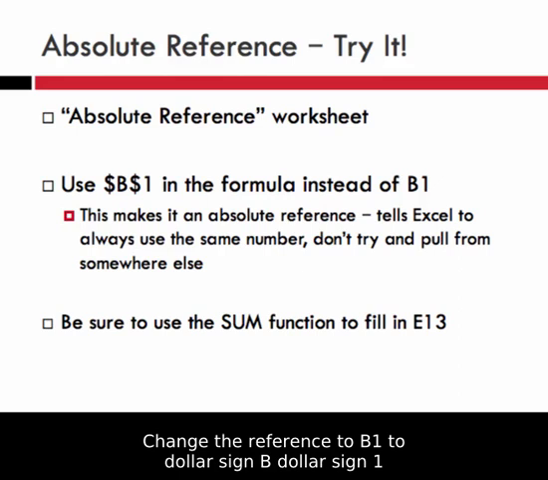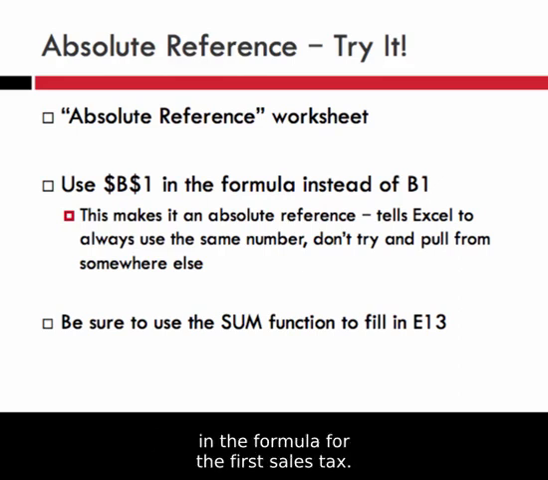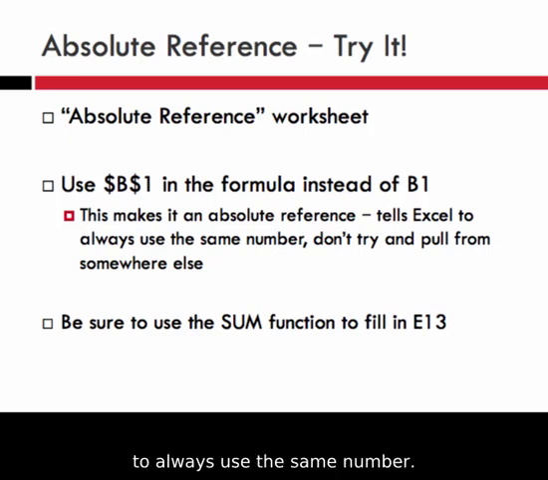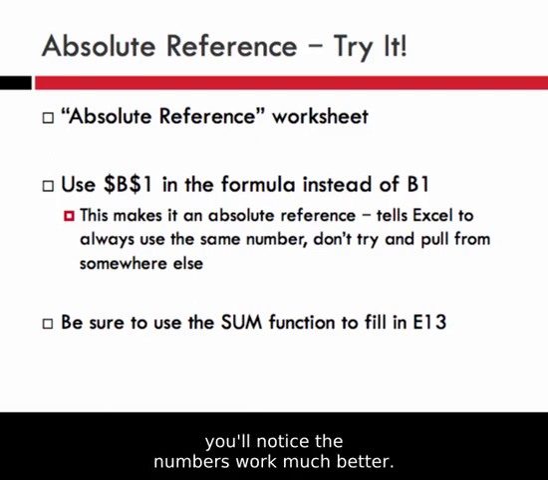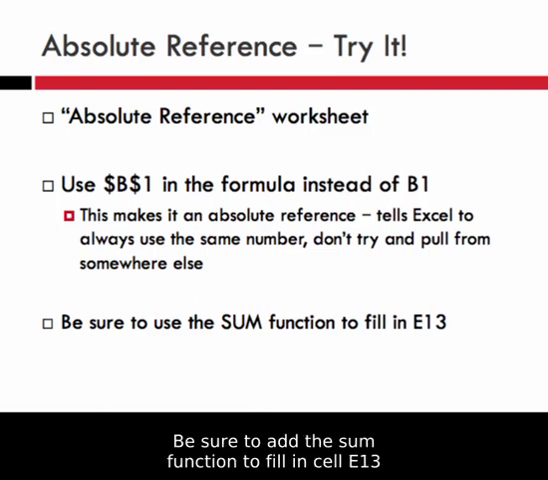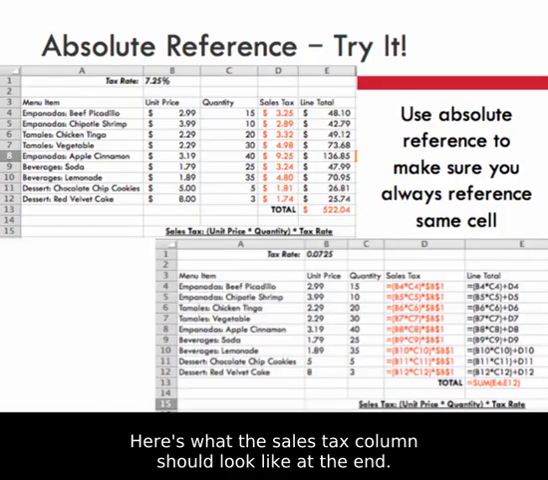Change the reference to B1 to $B$1 in the formula for the first sales tax. This makes it an absolute reference and tells Excel to always use the same number. Then, when we pull the formula down using the fill handle, you'll notice the numbers work much better. Be sure to add the sum function to fill in cell E13 and practice your functions a little. Here's what the sales tax column should look like at the end.